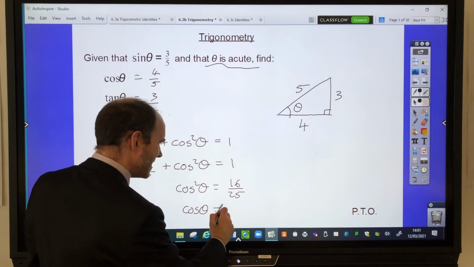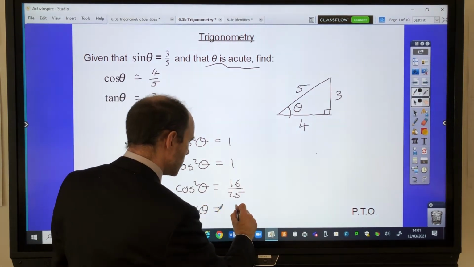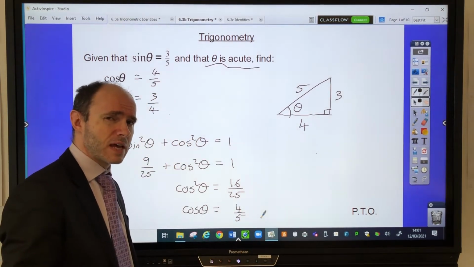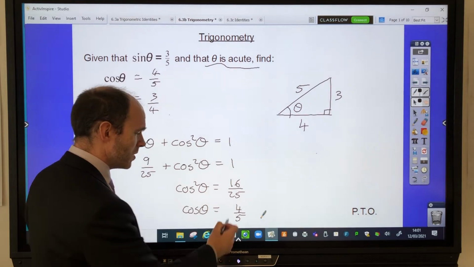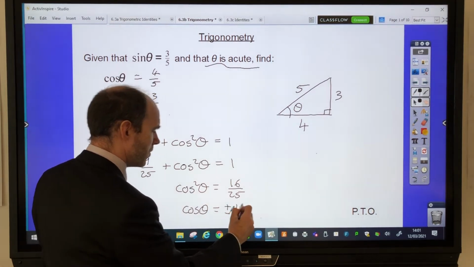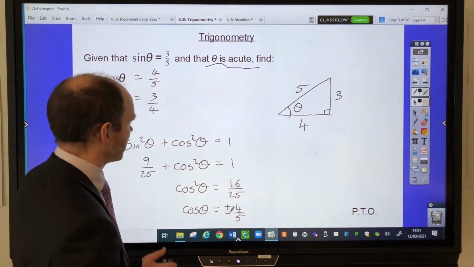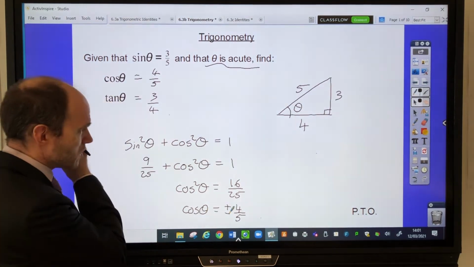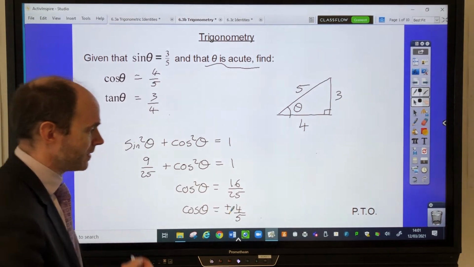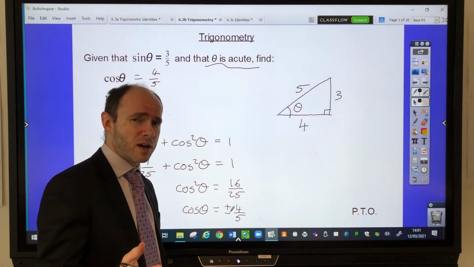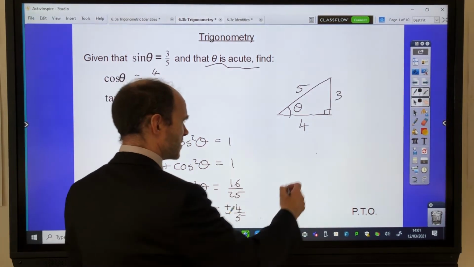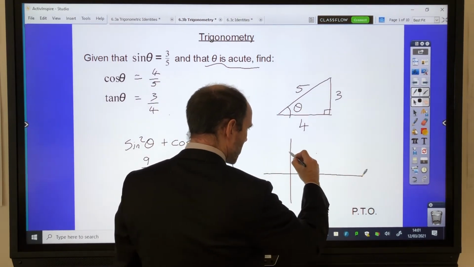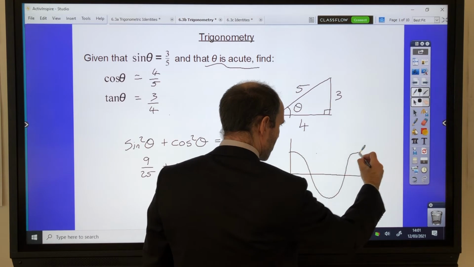The thing is, in doing that, do you consider both positive and negatives as your answers, okay? Is it possible that you could have positive or negative 4/5, okay? Well, that's when you just go and look at the graphs and decide which one of those it could possibly be, okay? Or you can use your CAST diagram, but I don't like CAST diagrams, if I'm totally honest with you, okay?